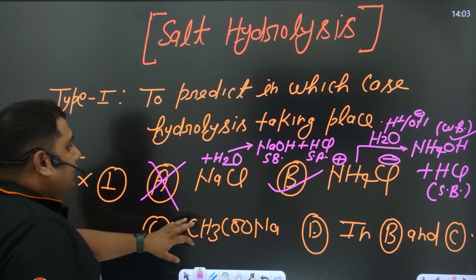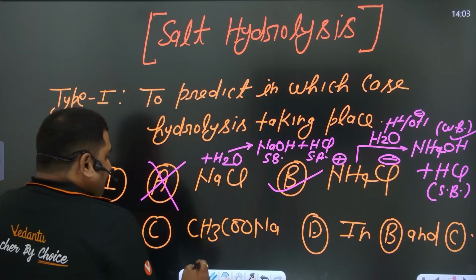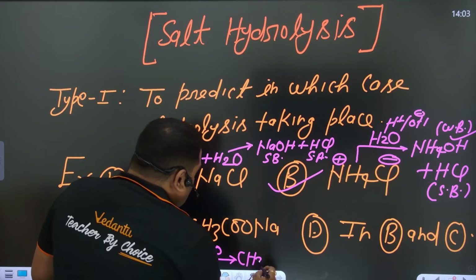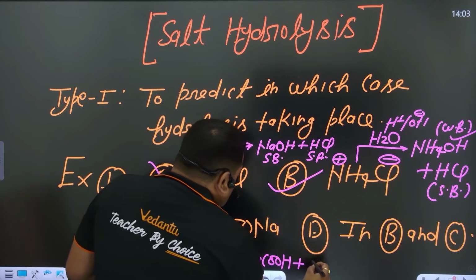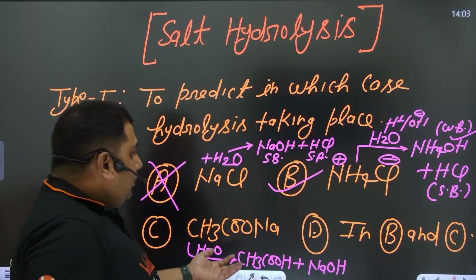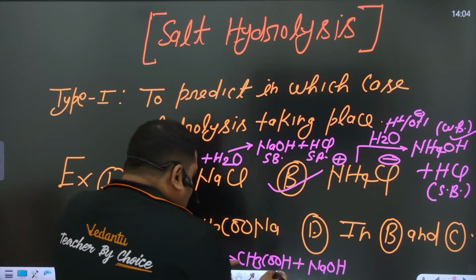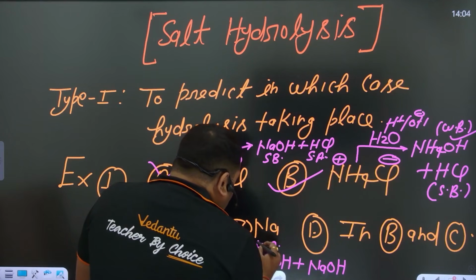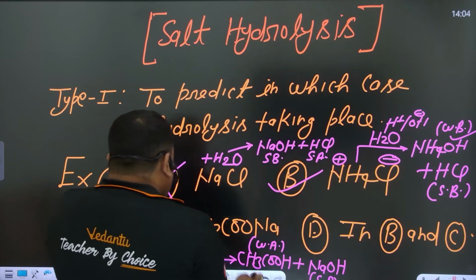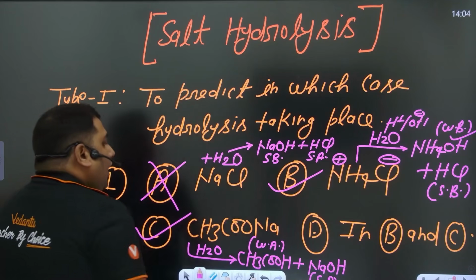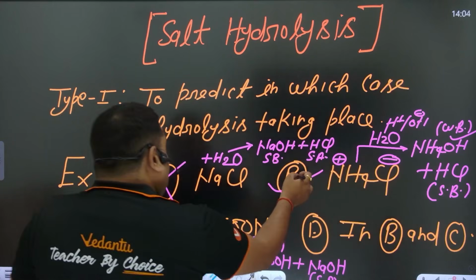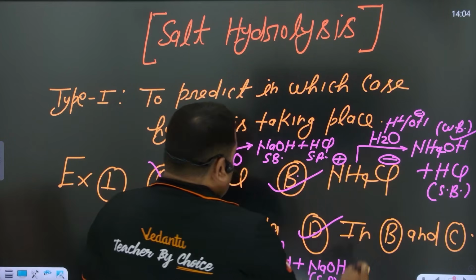Now we have to check in the case of the sodium salt of acetic acid. If you add water to it, then you get acetic acid plus sodium hydroxide. Now you have to check these two, whether any one of them is weak or not. This acetic acid comes in the category of weak acid, and this is a strong base. So this acetic acid is weak, so this salt also undergoes hydrolysis. So the correct option is what? In B and C, in both B and C, hydrolysis is taking place, right?